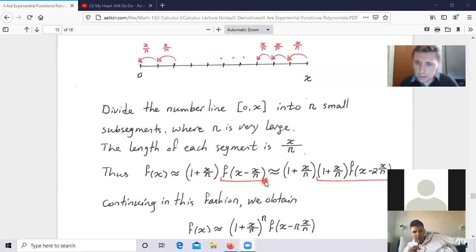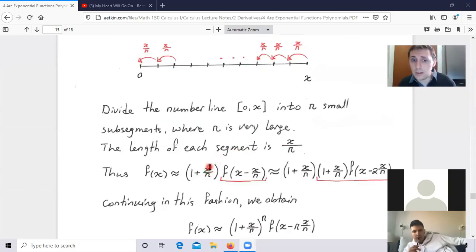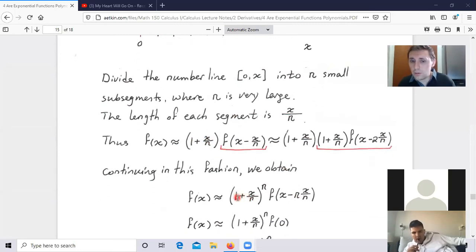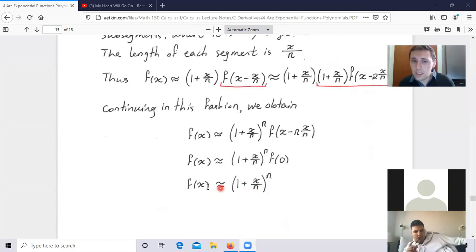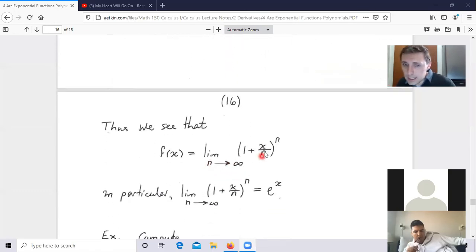But that just means taking many steps. So you take one step, you drop one plus x over n. Take another step, you have now an extra one plus x over n. And then if you take n steps, it's going to be one plus x over n to the power of n. And now this is zero. x minus n times x over n is x minus x, which is f of zero, which is one. So I have that my function is approximately one plus x over n to the power of n. And it will be exactly that if the steps are smaller and smaller. So I push the limit to infinity.